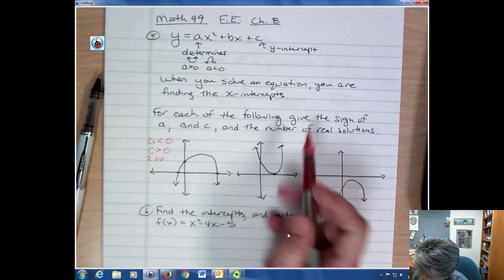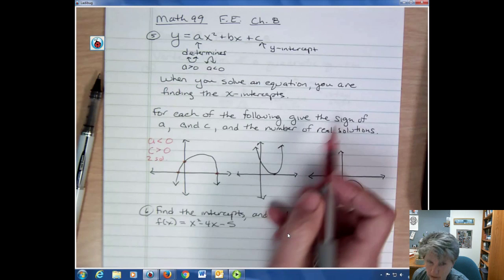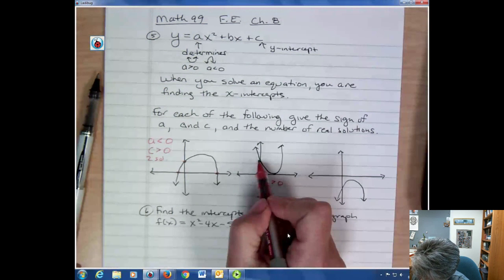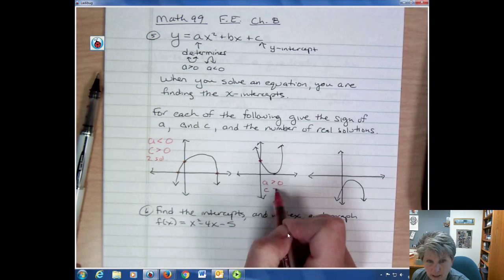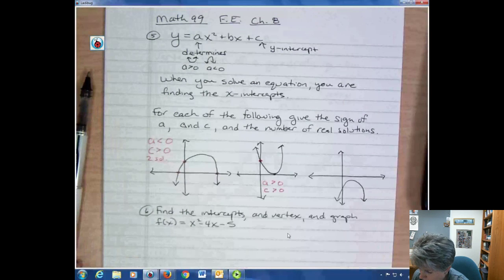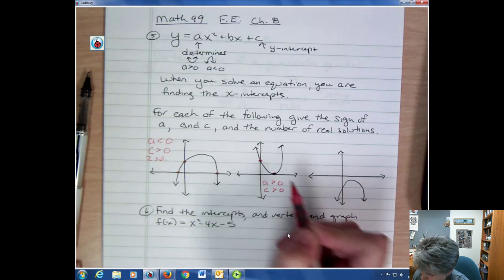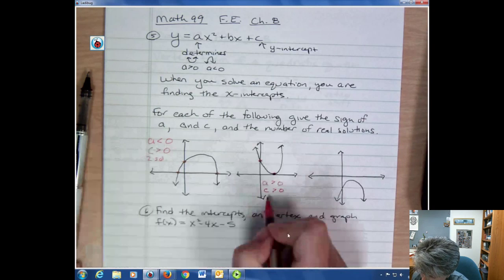If it's opening up, then I know that A has to be greater than 0. Where's the y-intercept, or C? C is right here. Again, C is positive because I can see it's crossing above that. How many solutions do you have? It touches the x-axis 1 time, so you have 1 solution.